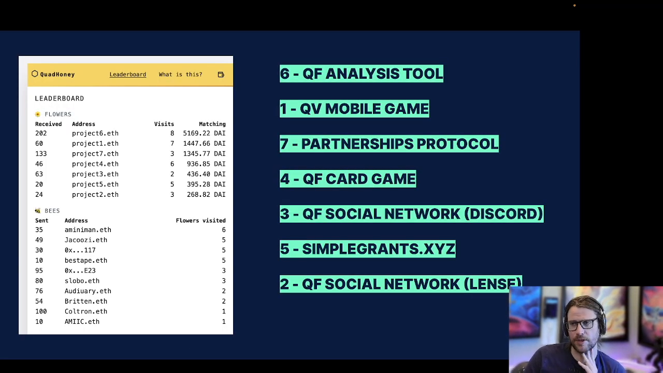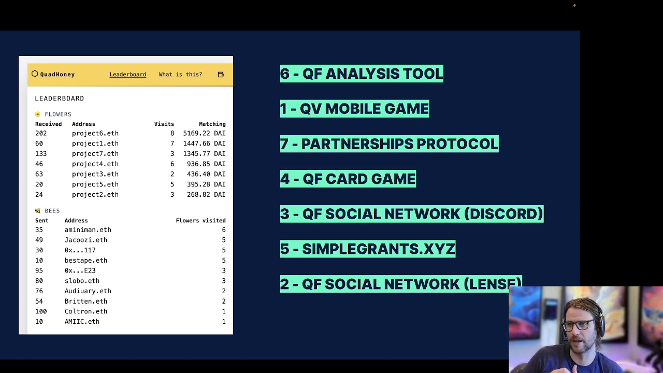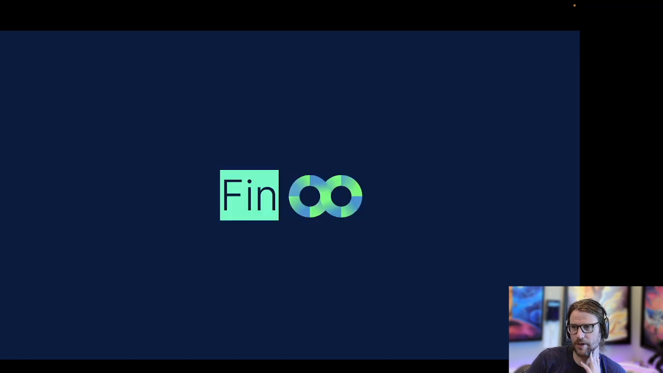And this is the results. So we used quadratic voting in order to vote on which quadratic funding projects were the most promising. And the QF analysis tool is the one that won. The QF mobile game got second, which is kind of fun because we're using the QF mobile game in order to do the voting overall. Partnerships Protocol got number 3. QF Card Game got number 4. QF Social Network on Discord got number 5. Simple Grants, and then Lens were the top voted projects on there.